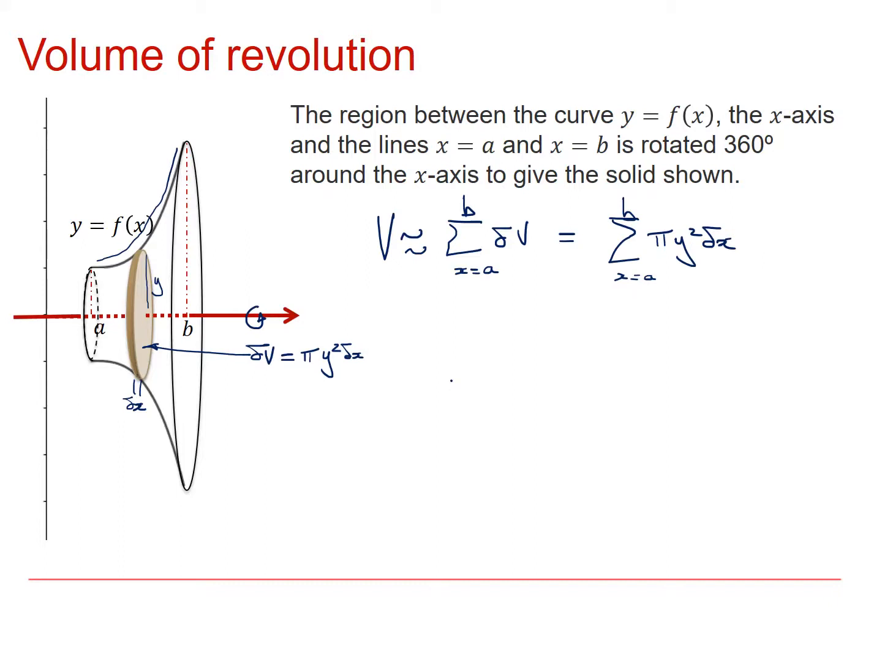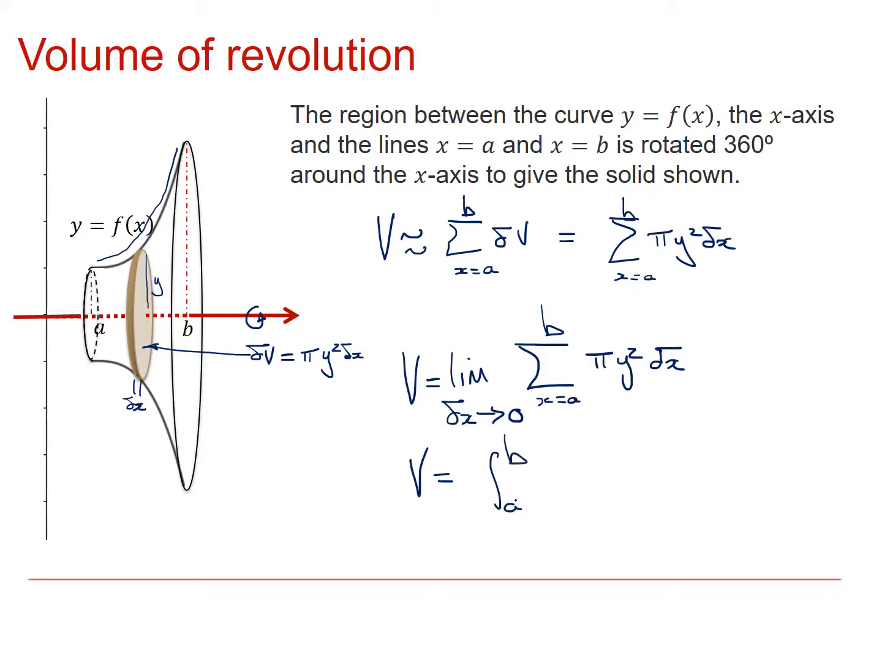And just as with areas under a curve, we look at what happens to this expression as we allow delta x to get smaller and smaller. So the volume of the whole thing is the limit, as delta x tends to naught, of this sum from A to B of all these disks. And so what happens in the limit is that this infinite sum becomes the integral between A and B, and I've still got pi y squared, and the delta x becomes the dx. So the volume for this solid is the integral between A and B, pi y squared dx.